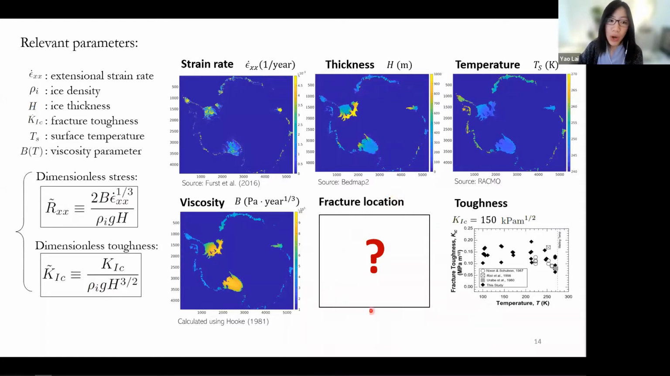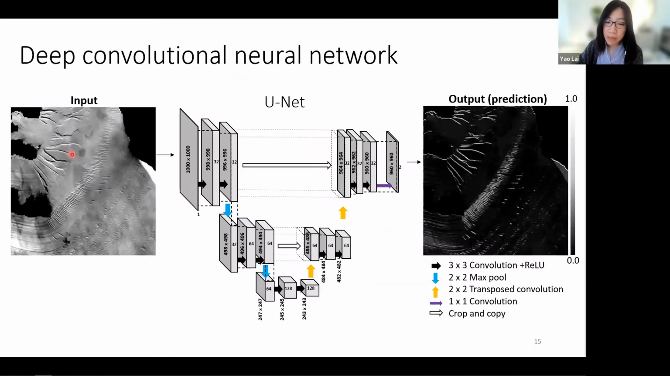But we also need to know where fractures form. So here I train a deep convolutional neural network to detect the fracture patterns on satellite imagery. For example, on the left, this is a top view satellite imagery, and you can see these are the fracture patterns. And on the right is the prediction of the neural network. So here the grayscale is the likelihood that a pixel contains a fracture, and the white color here indicates the fracture location.